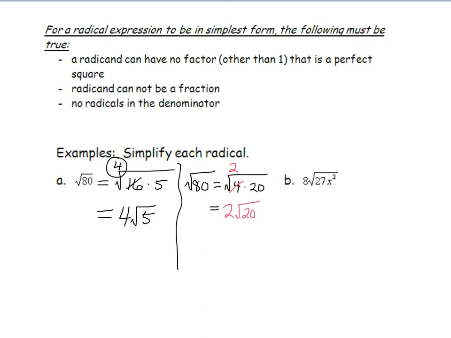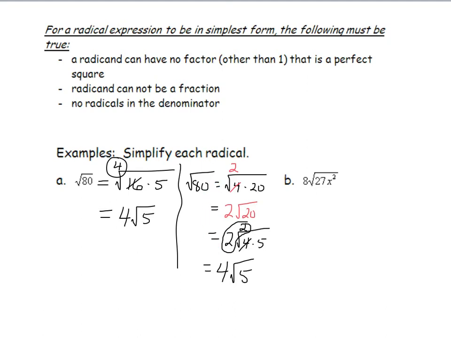Now, the question is, is that reduced as much as possible? No, it's not, because we know that 20 can be reduced down even further. 20 is the same thing as 4 times 5. So if I did 4 times 5, the square root of 4 is 2. That would pop outside. What you do then is you take those two values and you multiply them. So I would get 4, and then square root of 5 would be remaining on the inside. Notice, I get the same answer.